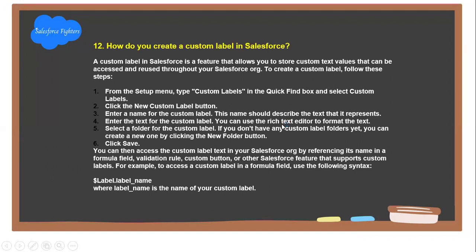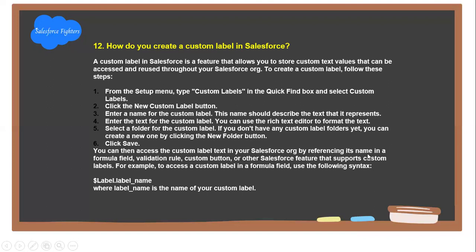You can use the rich text editor to format the text. Select a folder for the custom label. If you don't have any custom label folders yet, you can create a new one by clicking the New Folder button. Next, click Save.